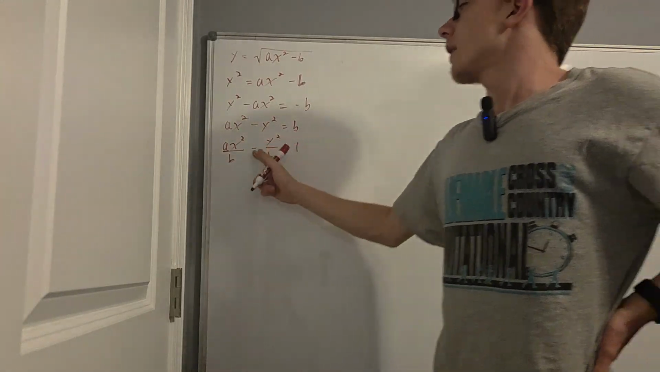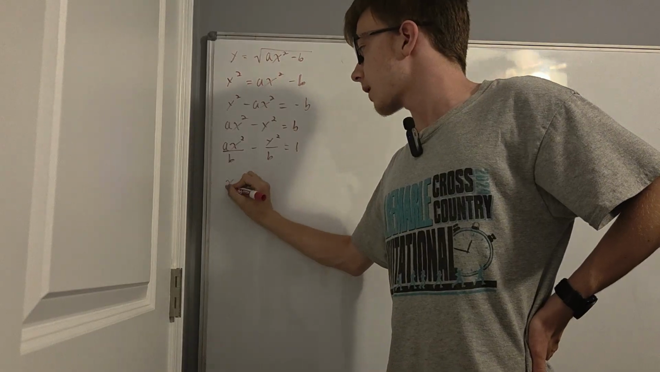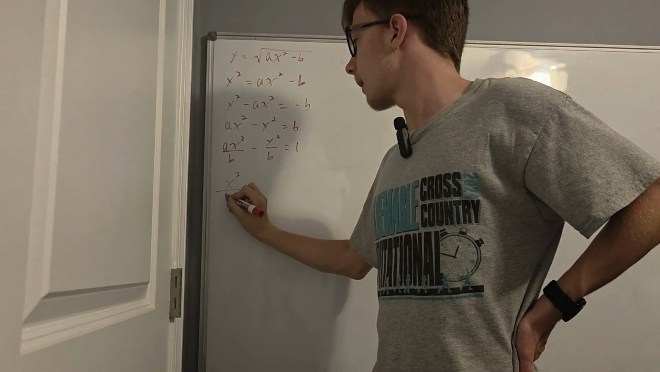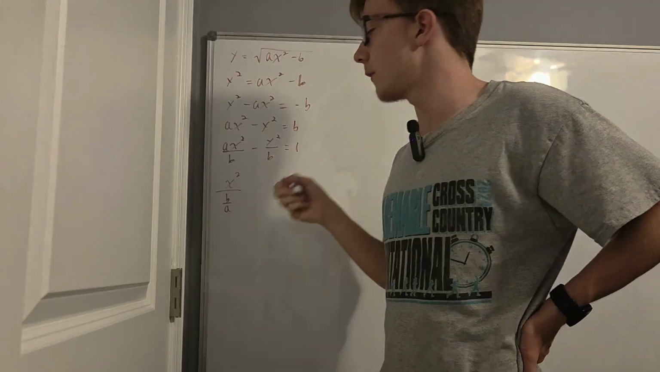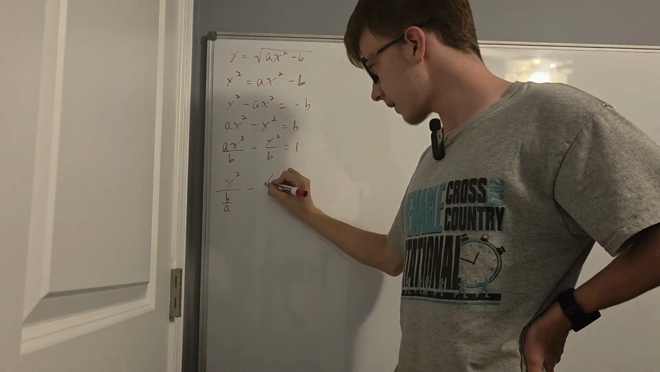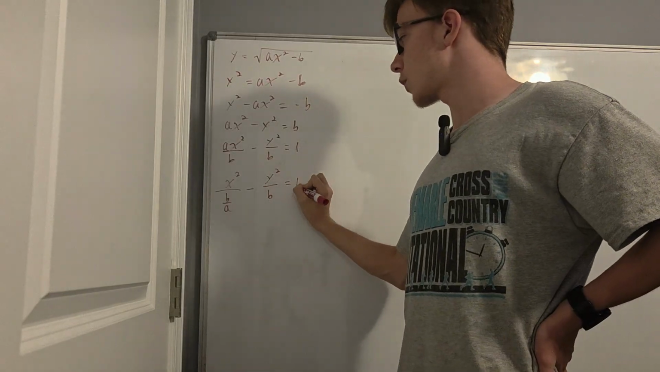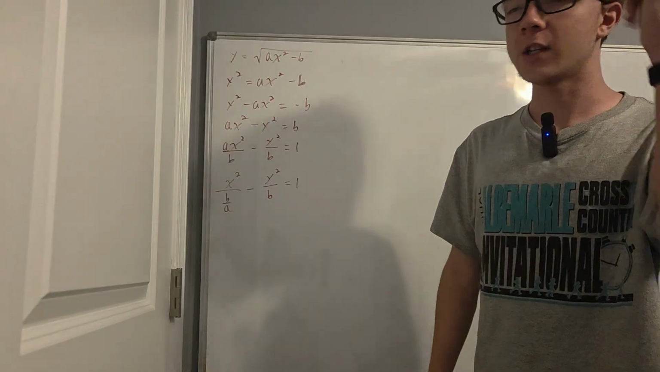And the way I can do that is, first of all, I'm going to look at this and say, well, that's equal to x squared divided by b over a. If you want to, you can check that. That is true, though. Minus y squared over b equals 1. And we just take the square root of each piece.